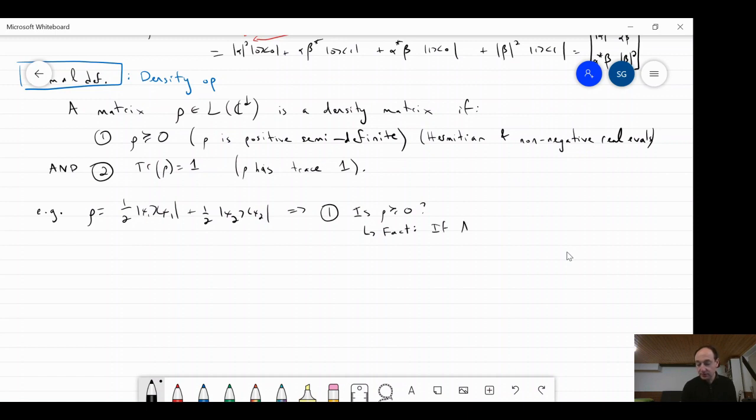if I have two positive operators, A and B, then their sum is also positive. Okay?